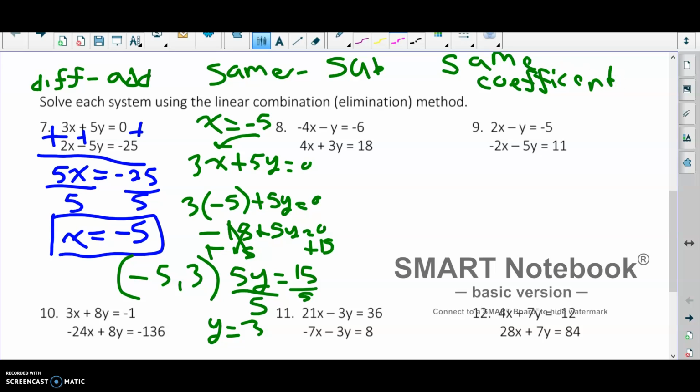Okay, so I'm going to help you guys with one more of these ones. Now, let's look at one. Actually, you know what? All these ones are good. All these ones have the same coefficient, so you don't have to worry about it.